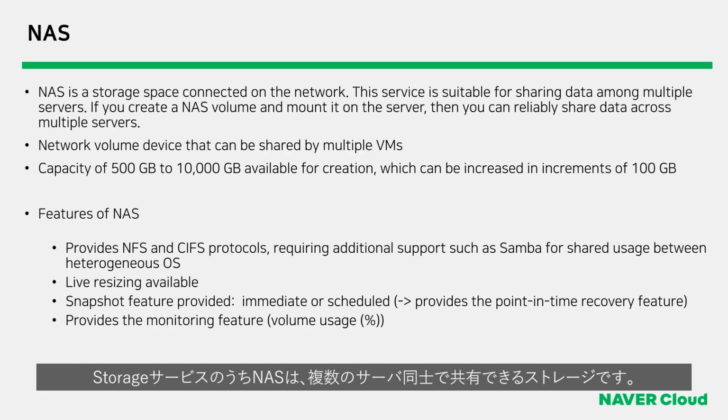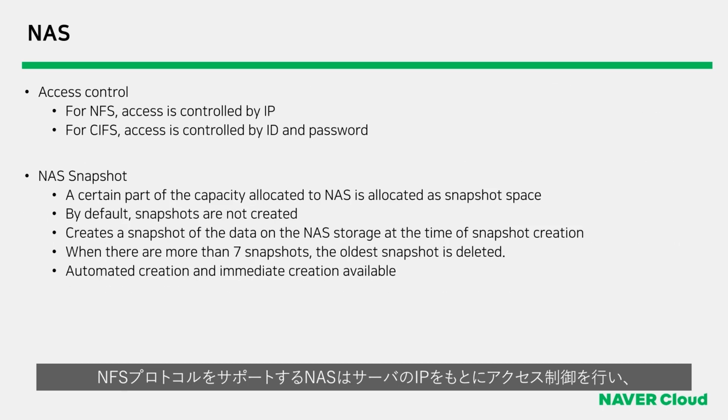Among storage services, NAS is a type of storage that can be shared by multiple servers. NAS can be configured from a minimum of 500 GB to a maximum of 10 TB, and it can be expanded in 100 GB increments. NAS supports CIFS and NFS protocols. You can select a type that supports CIFS protocol for NAS shared by Linux servers, and select a type that supports NFS protocol for NAS shared by Windows servers. It provides the snapshot feature, as well as monitoring for NAS volume usage.